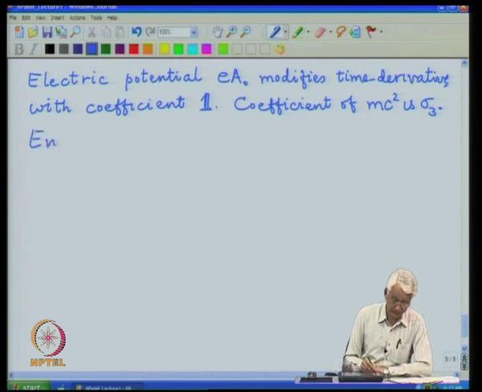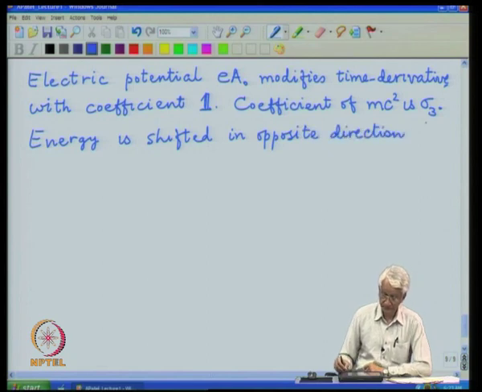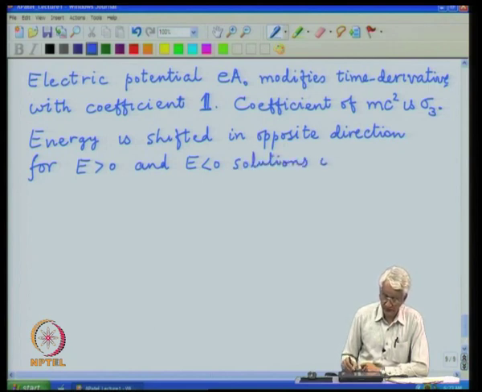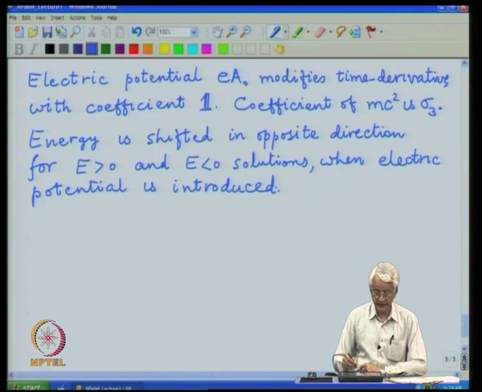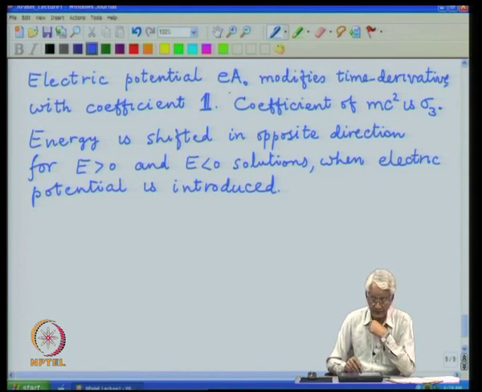So, energy is shifted in opposite directions for E greater than 0 and E less than 0 solutions when electric potential is introduced, and this indeed confirms the label which we gave, as particle and antiparticle have opposite charges.